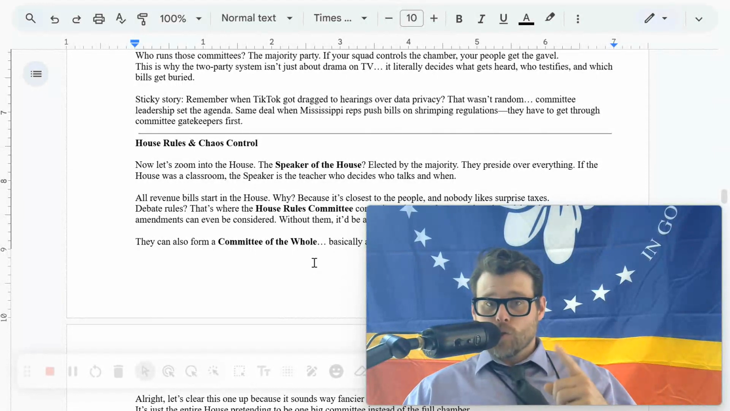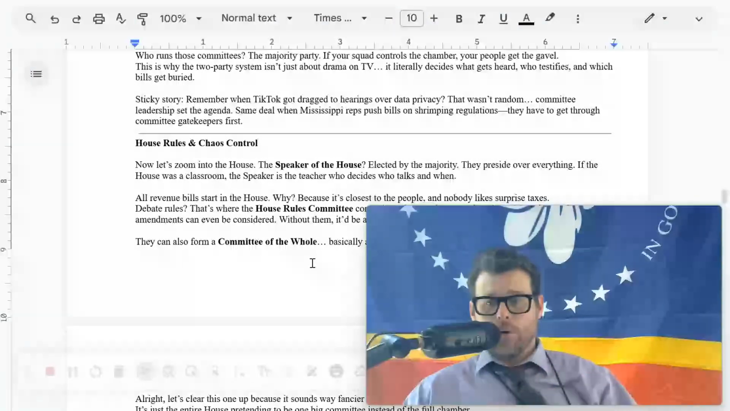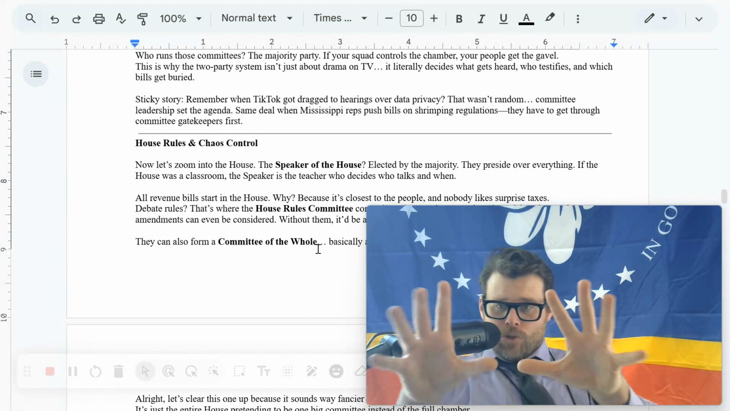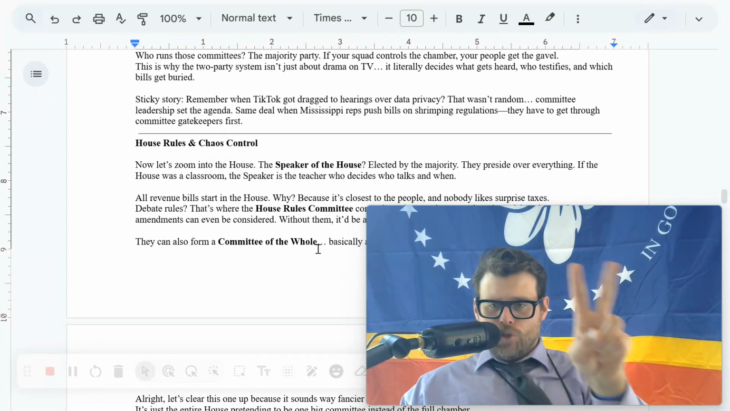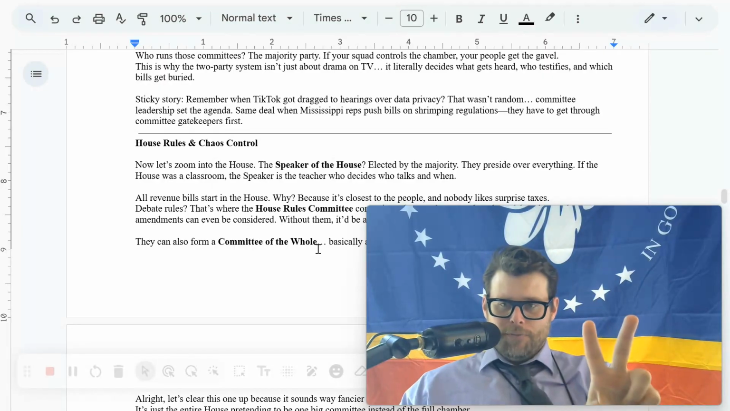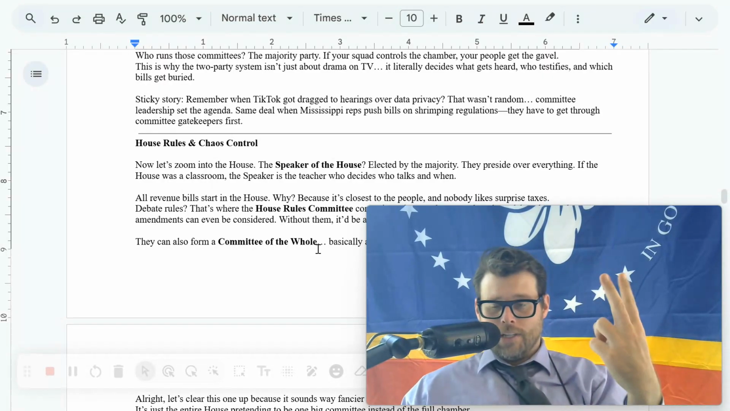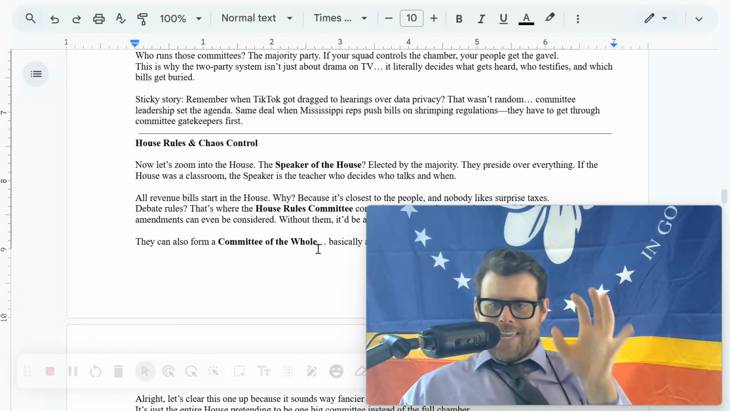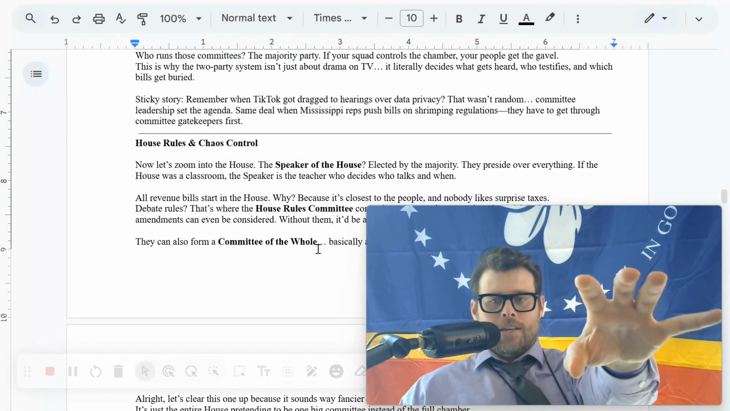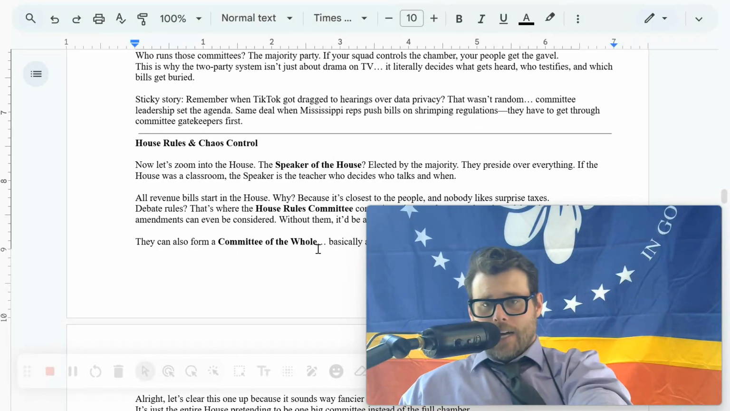All right, moving on. House rules and chaos controls. So now let's zoom in real quick. Zoom in to the House of Representatives. 435 members, 2-year terms. Every 24 months, they go up for re-election, and their seat is in jeopardy, right? Responsive, reactive, energy, energy, energy, chaos, chaos, chaos. How do we fix it?